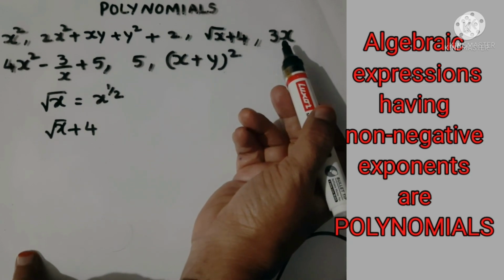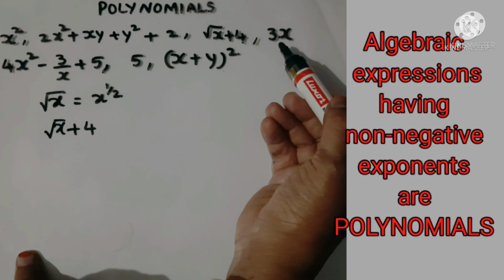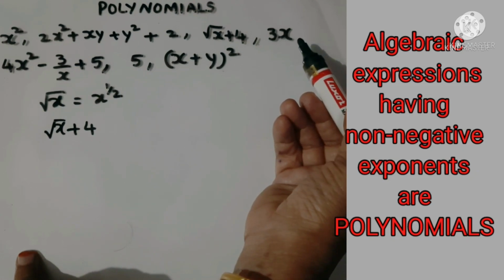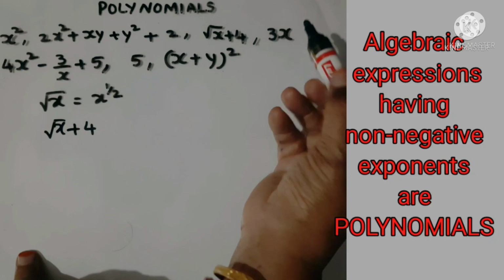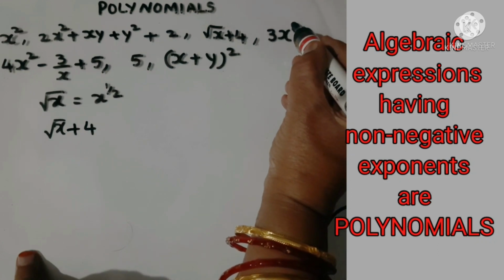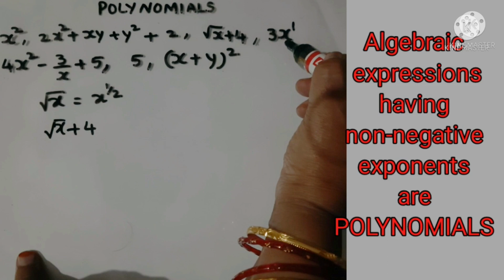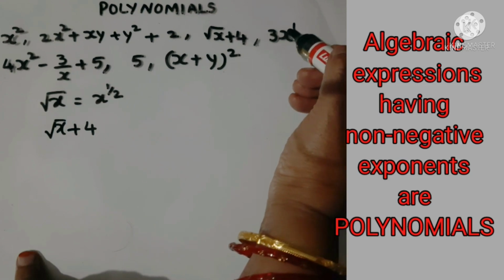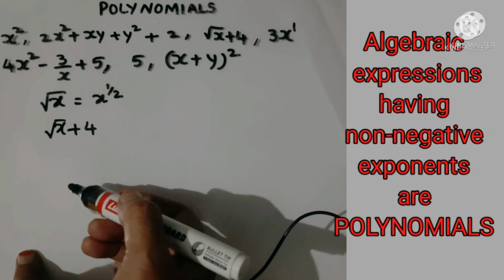Now let us move to the third one. This one is 3x. So here also the power of the exponent is 1. If nothing is given, we can assume the power as 1. 1 is a whole number. So this 3x is also a polynomial.